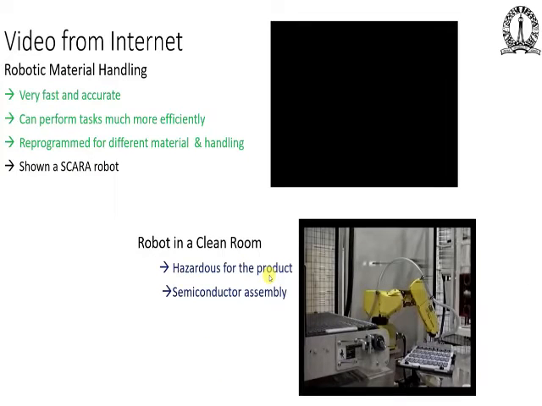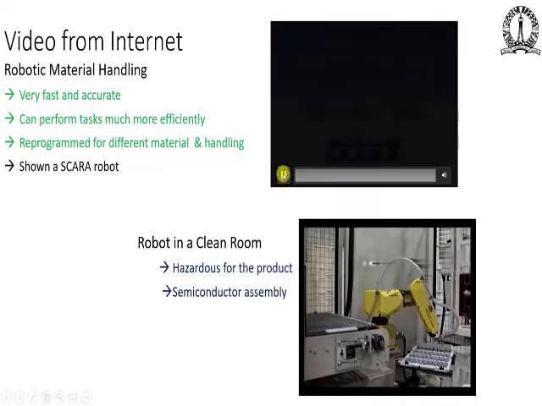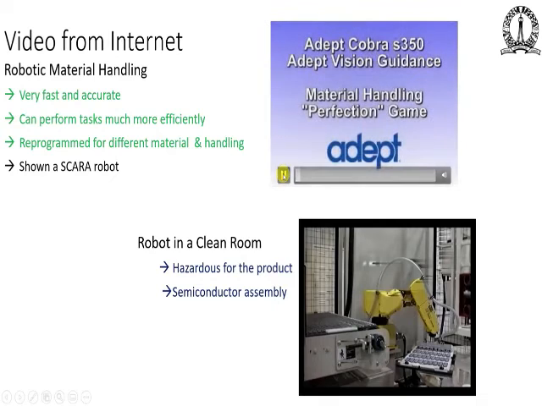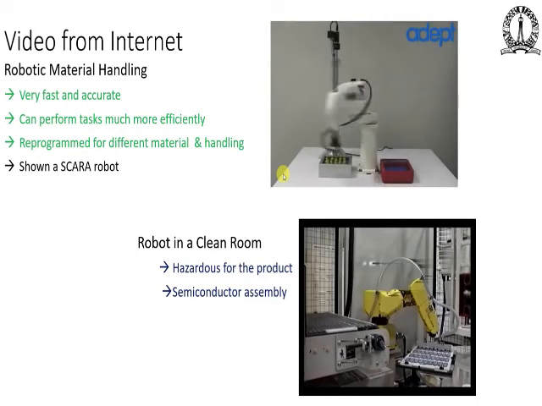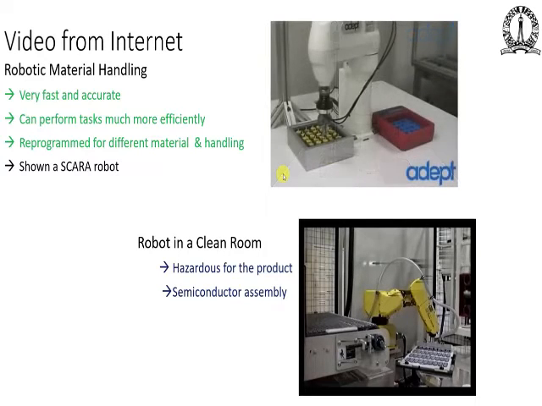The next video is on robotic material handling. This is a robot which is made by Adept. It's a SCARA robot. It comes with the vision system, and as you can see, it can move very fast and pick some object from one place and put it in another place. It can perform these picking and placing tasks very accurately. It can be reprogrammed for different materials and different kinds of handling.